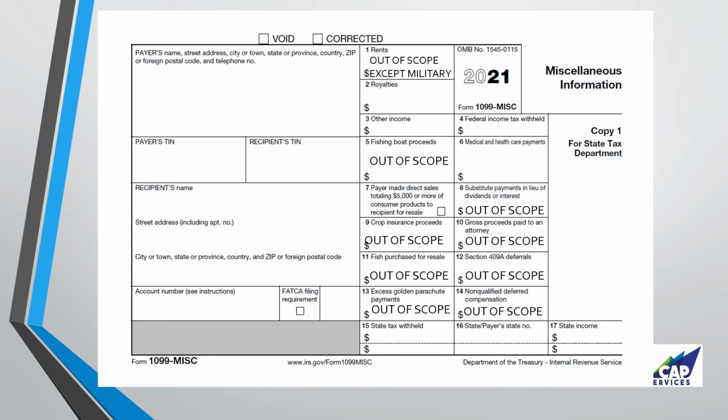Notice the boxes that are out of scope. Ask the taxpayer to tell you what boxes have dollar amounts in them and compare it to this sample.